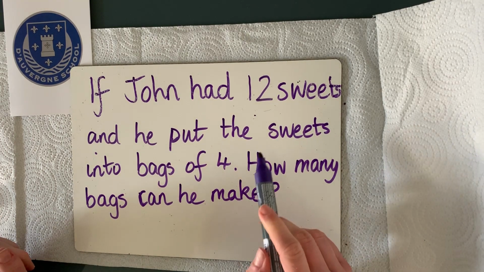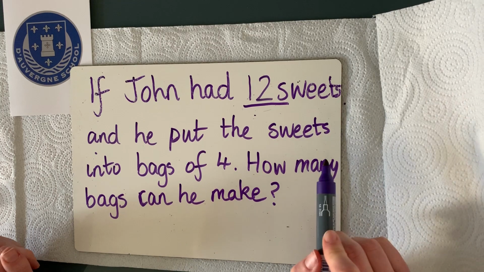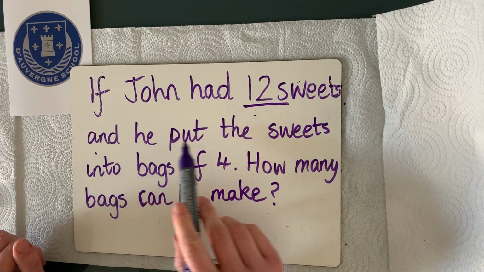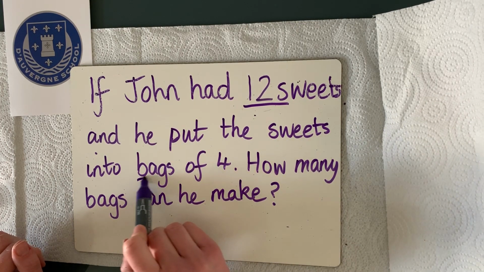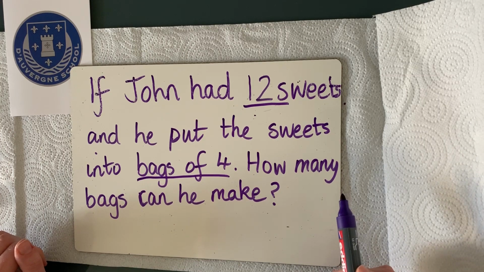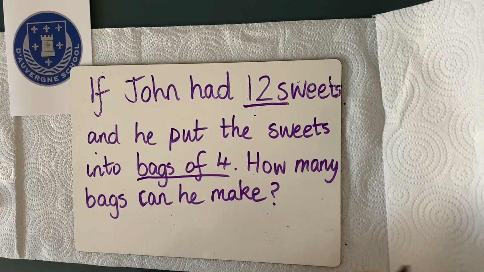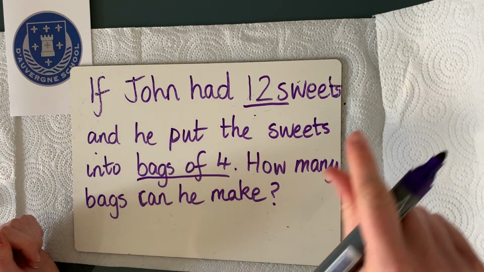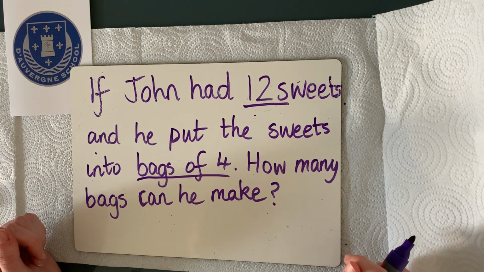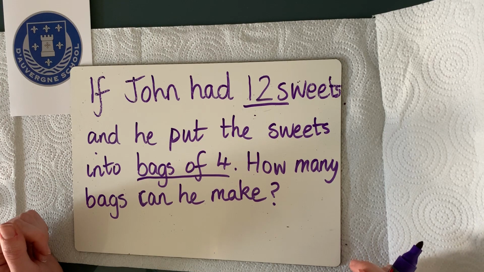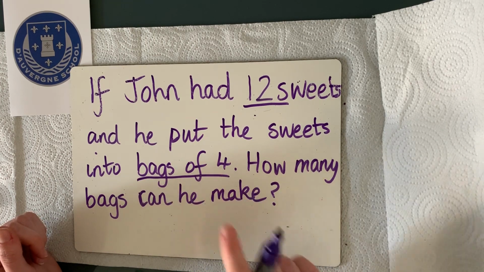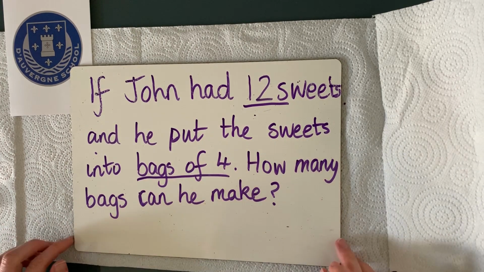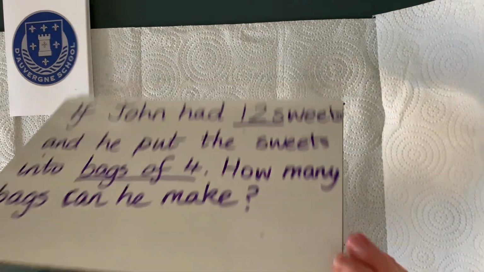Now, this time we know how many he's got. He's got 12 sweets. But it tells us that he puts the sweets into bags of 4. That means that he is putting them into groups of 4. So every time he makes a group up, he has to make sure that there is 4 in each. So that means that this is a grouping question because it tells you how many we need in each group. So let's work this one out.